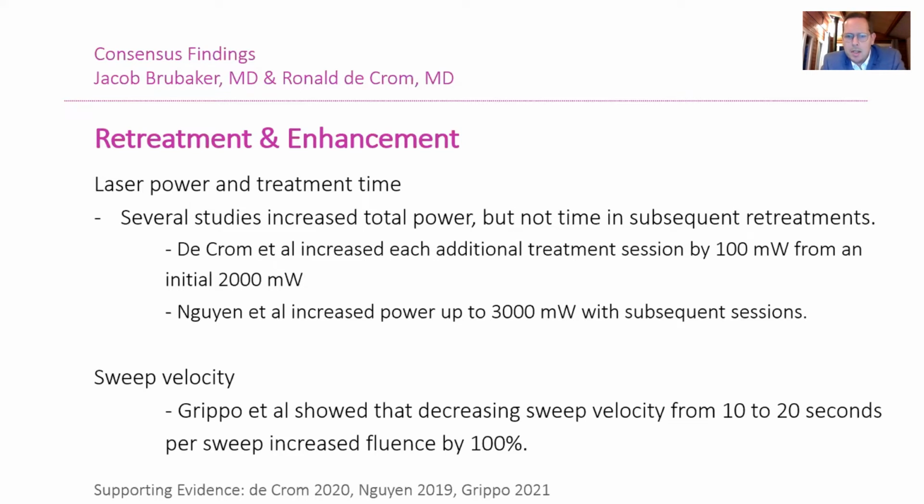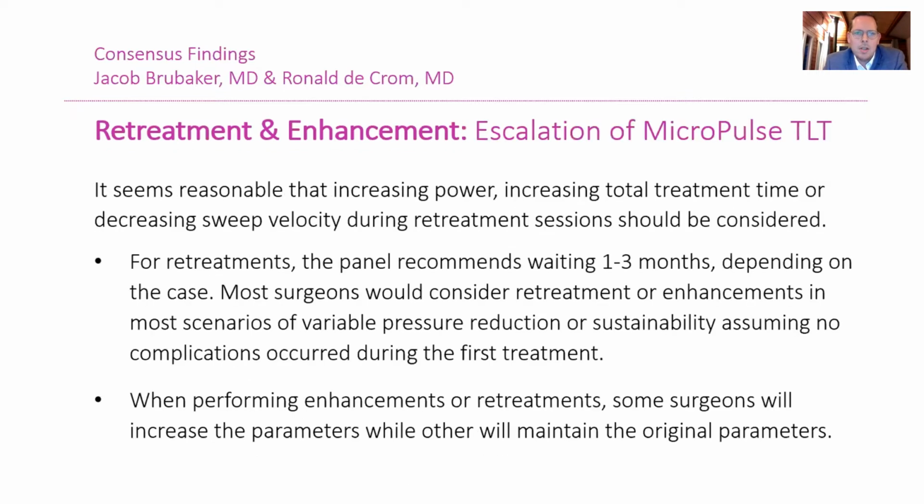Sweep velocity is a very important factor in the treatment of glaucoma, and Thomas already discussed its importance. We know that decreasing the sweep velocity from 10 to 20 seconds per sweep gives an increase of fluence by 100%. So if we look at the escalation of the MicroPulse treatment, it seems reasonable that increasing the power, increasing the total treatment time, or decreasing the sweep velocity during a retreatment session should be considered.